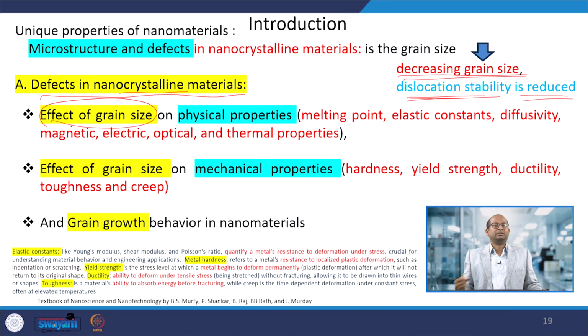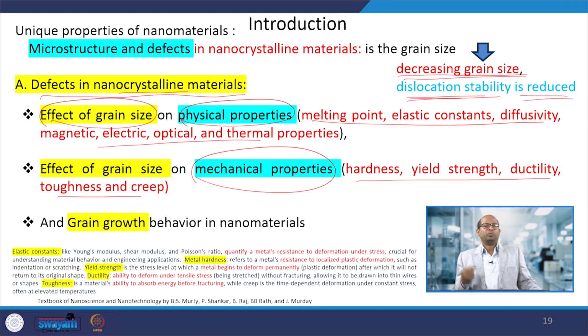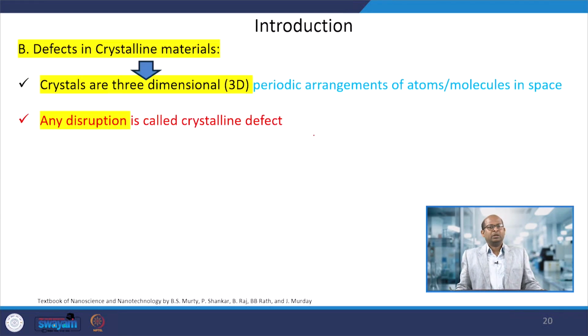Depending upon the grain size, the physical properties and mechanical properties will change. When a bulk crystalline material that we prepared is converted into nano, many defects, as I said, depending upon their grain size, if we reduce it, then that property will change. So the physical property and mechanical property will change.